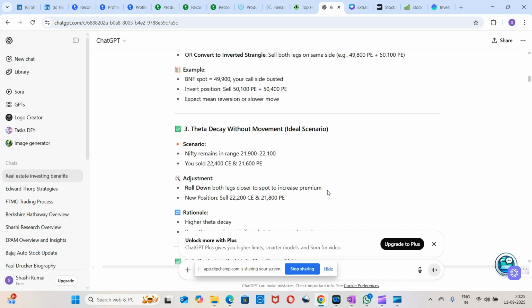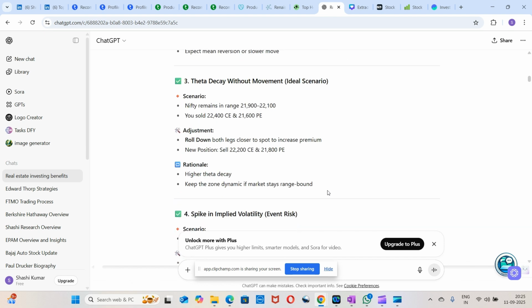Okay, then there's theta decay without movement. This is the ideal scenario. This is what we have expected, and when market stays within that range, so market stays within 21,900 and 22,100. You sold 22,400 and 21,600. So that's exactly what you expected, and that's what has happened. So you don't do anything here. Whenever the market expiry is near, you roll down those legs closer to the spot to increase the premium basically. You took far OTM, right? It's like 22,400 and 21,600 you have taken.